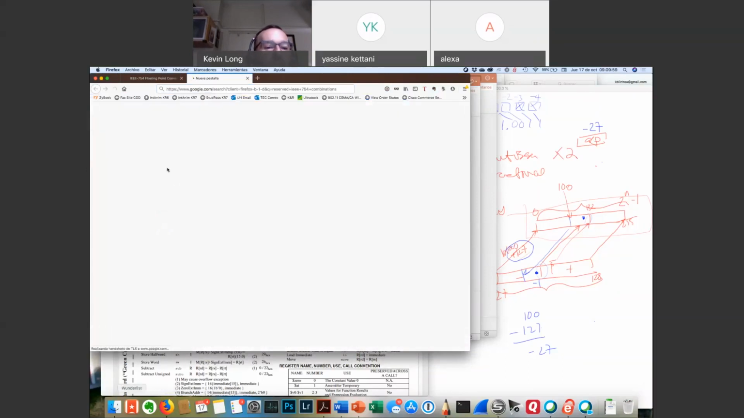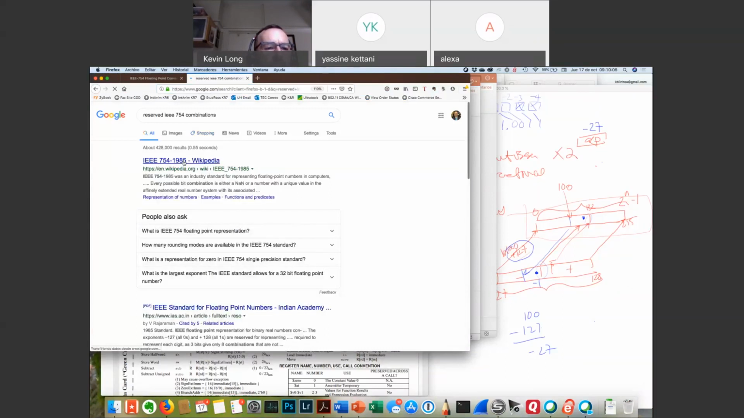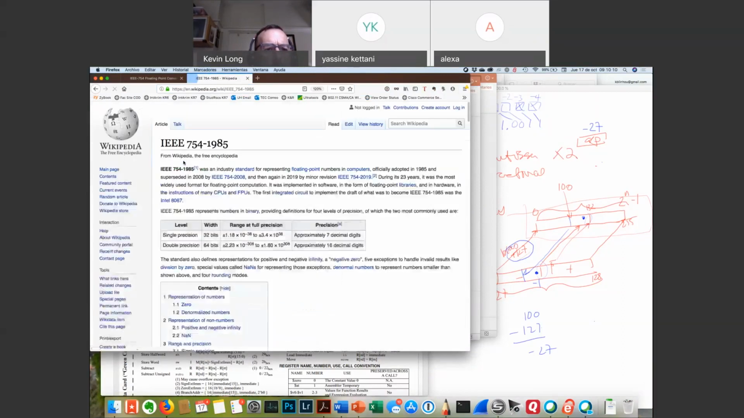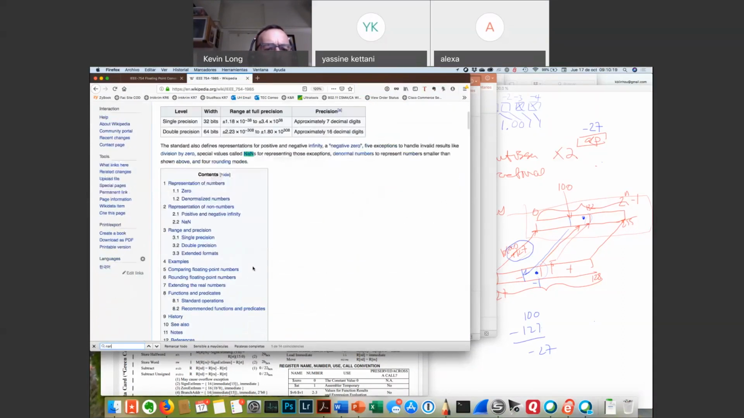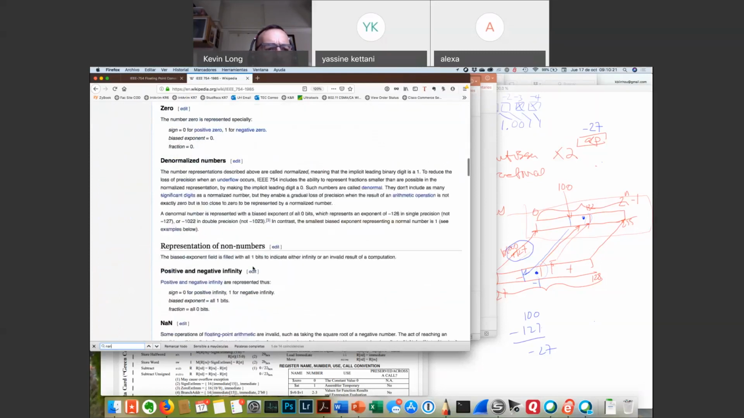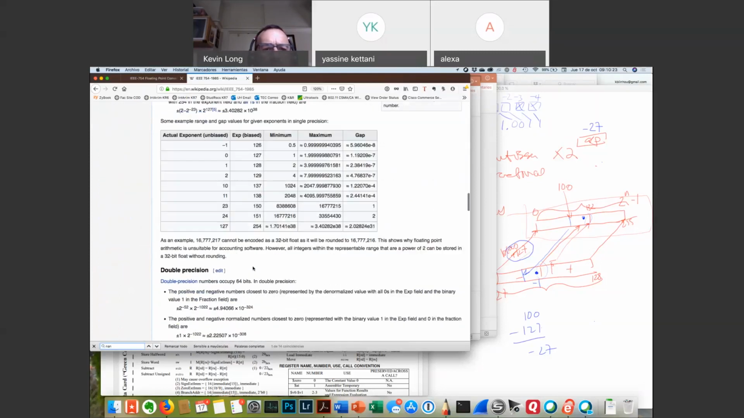Let's see if I can get lucky and find it this way with the wiki article. Here we go. I want NAN. There we go. Let's see if they show us the representation here, if I get lucky with the table.